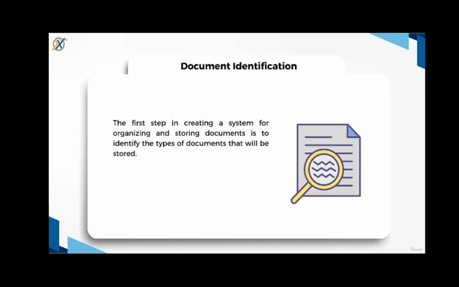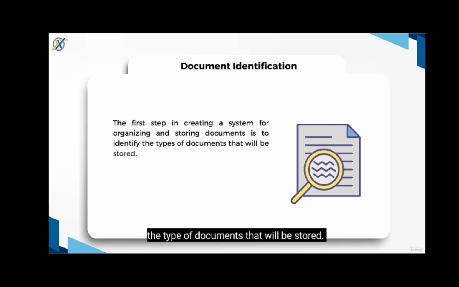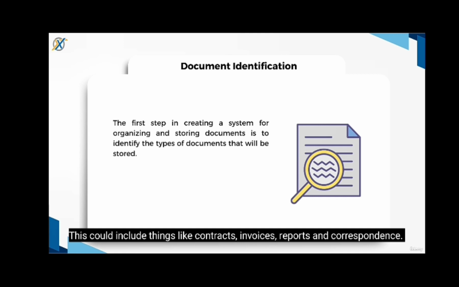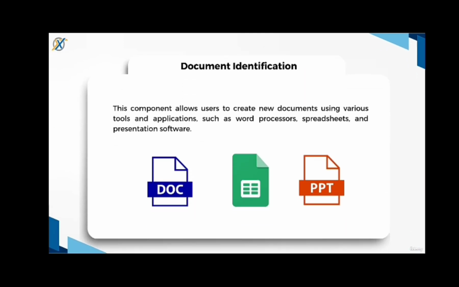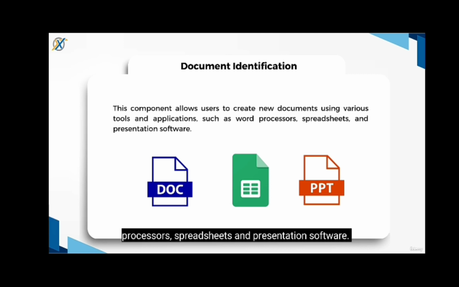One, document identification. The first step in creating a system for organizing and storing documents is to identify the type of documents that will be stored. This could include things like contracts, invoices, reports, and correspondence. By identifying the type of documents that will be stored, it becomes easier to categorize and label them in a way that makes sense. This component allows users to create new documents using various tools and applications, such as word processors, spreadsheets, and presentation software.